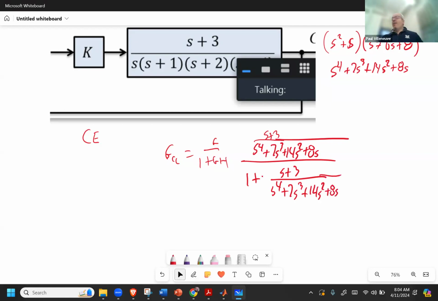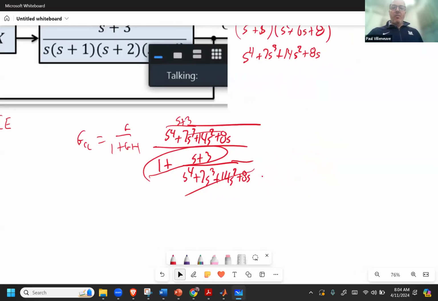Okay, so now I'm going to do a common denominator, and I'm only going to focus on this part here because all I really care about is the numerator, right? We know that this and this will cancel out. So what I end up having is my characteristic equation is going to be s to the 4th plus 7s cubed plus 14s squared plus 9s plus 3.